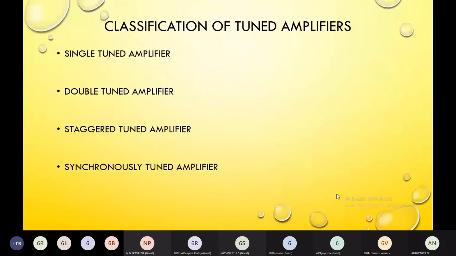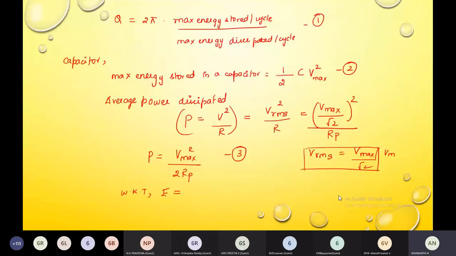Now you tell me, please tell me fast. I have to complete the topic. So what is E in terms of power? E equals power into time, correct? Why are you people not answering? So energy equals power into time. I want the energy dissipated only. So I found the power. So E equals Vmax square by 2RP into time T.